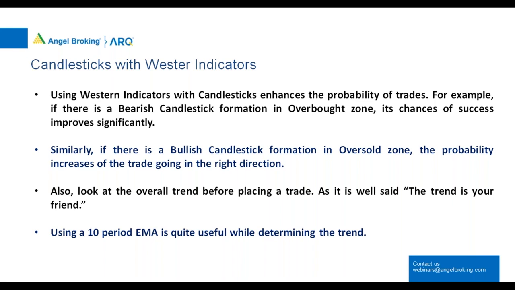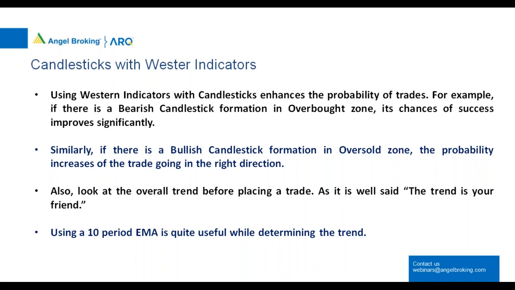Similarly, if there is a bullish candlestick pattern formation in an oversold zone, so the stock is below 30 or below 20, be it RSI or stochastic, and you find a bullish engulfing pattern or a morning star doji or a hammer being formed, or a couple of candle patterns forming together, the probability of the trade going in the right direction increases.